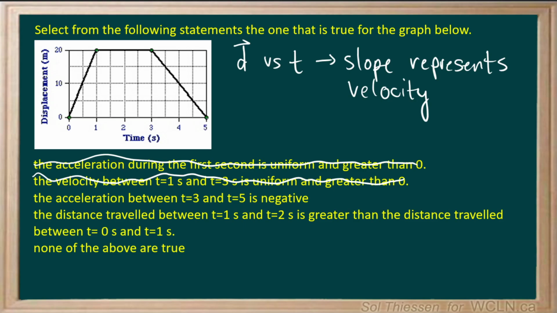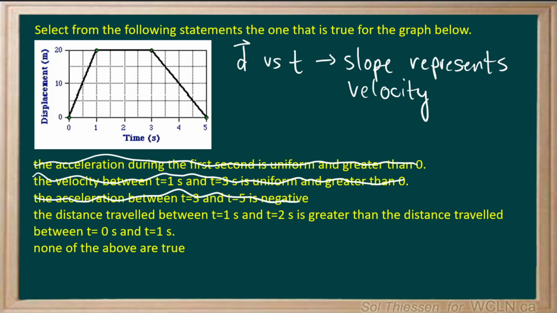Now, if we look at the next statement, the acceleration between t equals 3 and t equals 5 is negative. So that refers to this part of the graph. We can see that the slope, and therefore the velocity, is constant and negative. However, there's no acceleration involved because this line segment is not curved. So if acceleration were involved, the line segment would be curved, maybe something like that for a negative acceleration. So that statement is also incorrect.